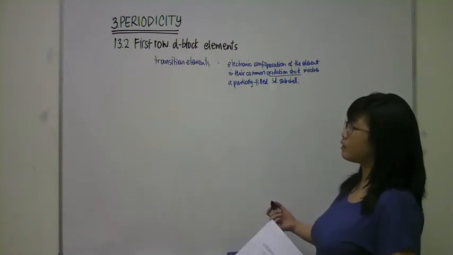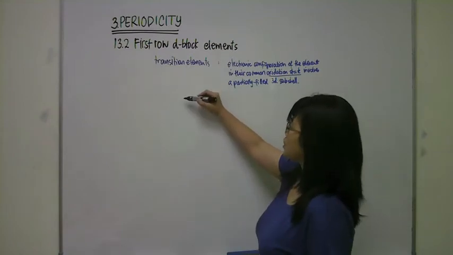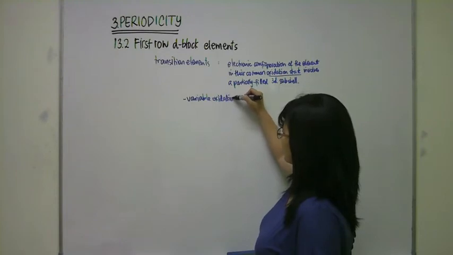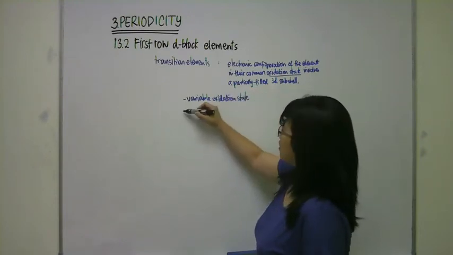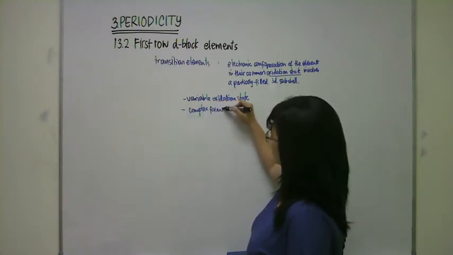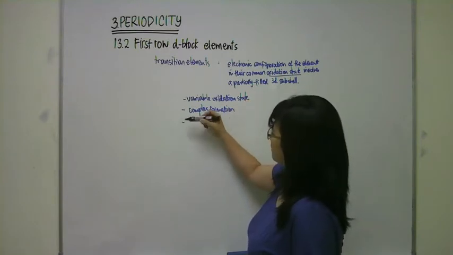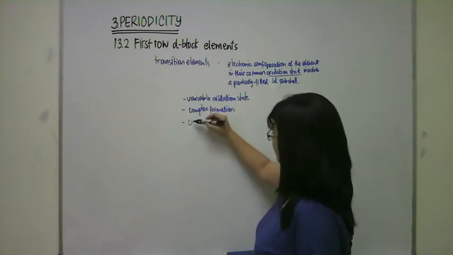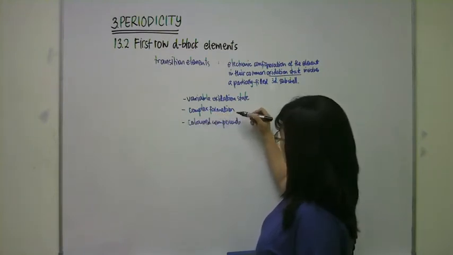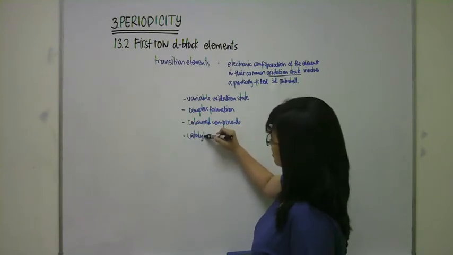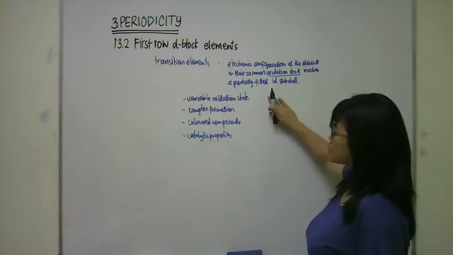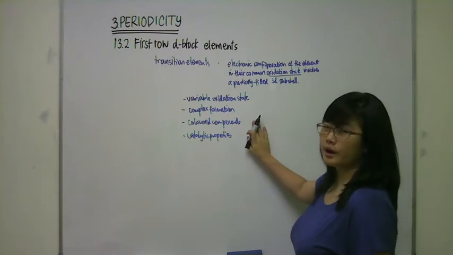Then you can talk about the 4 characteristics of transition elements, which are variable oxidation state, complex formation, colored compounds, and catalytic property. Meaning that the transition elements will be exhibiting these four characteristics, okay?